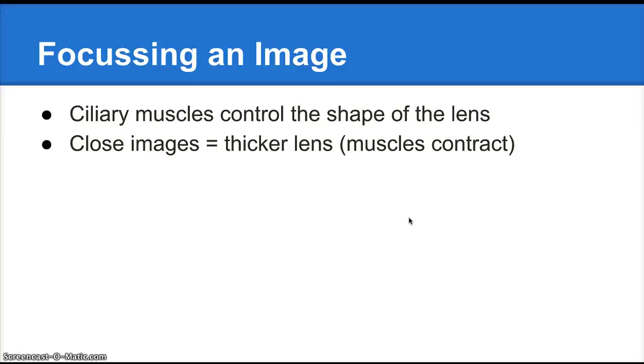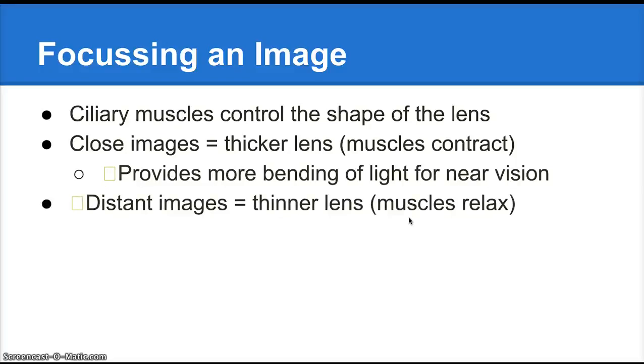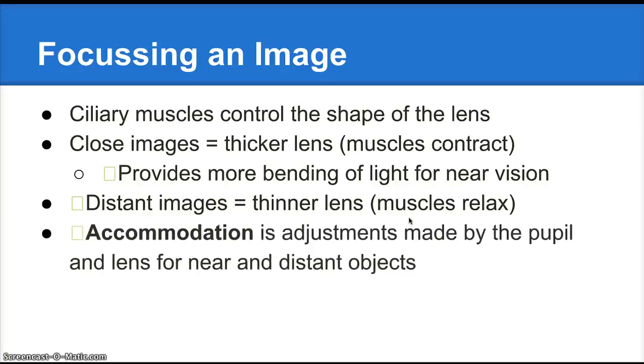So images that are close require a thicker lens, which is based on the ciliary muscles contracting, creating a thicker lens. This provides more bending of the light for near vision. Distant images require thinner lenses where muscles relax, changing the bending of the light to focus the image on the retina for distant images. Okay, so this changing of the lens due to the ciliary muscles, as well as adjustments made by the pupil, is called accommodation. It's basically how your eye adjusts to focus on an image, whether it be near or far.